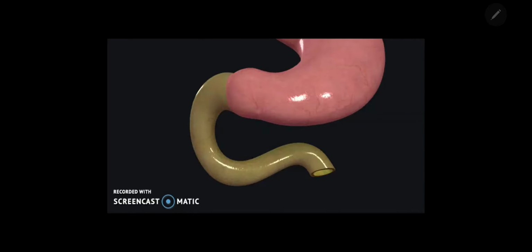Most of the duodenum is retroperitoneal. Only the proximal half of the first part is peritoneal. Remember that. Otherwise, the entire duodenum is retroperitoneal.